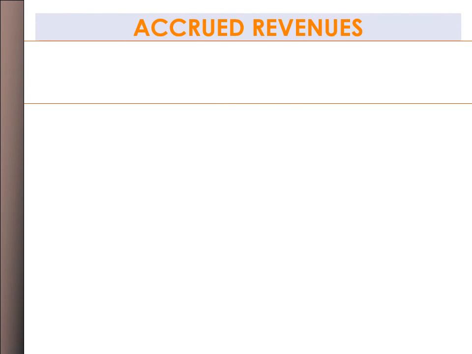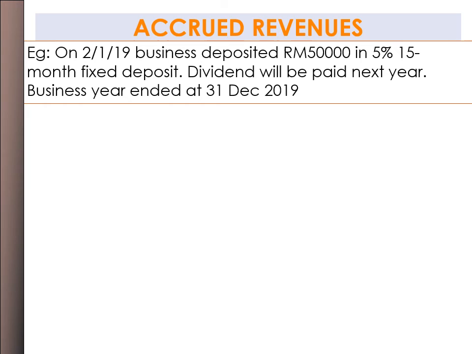Okay, last example, on accrued revenues. Let's say on the 2nd January 2019, the business deposited 50,000 ringgit in a 5%, 15-month deposit. This means that the 5% is the dividend per annum that should be paid each year. However, the dividend of the fixed deposit will be paid once you redeem the fixed deposit at the end of 15 months, that is the maturity date.